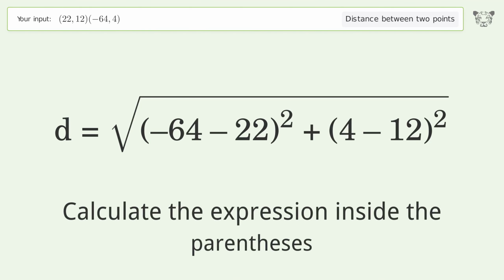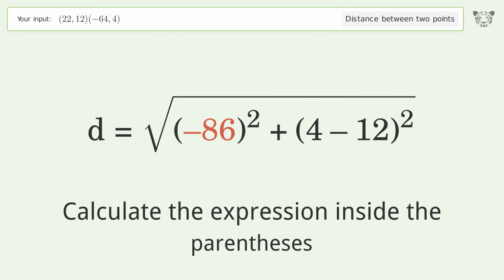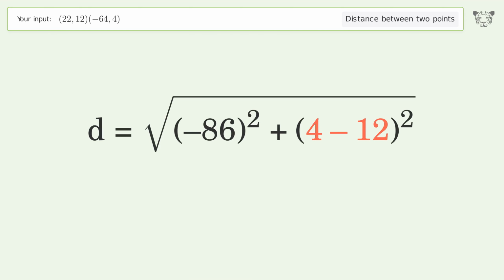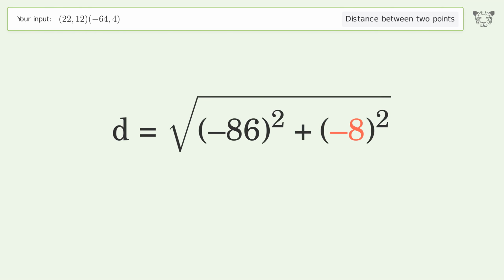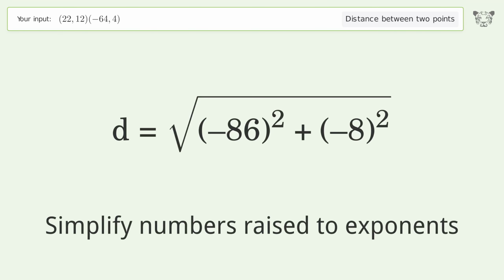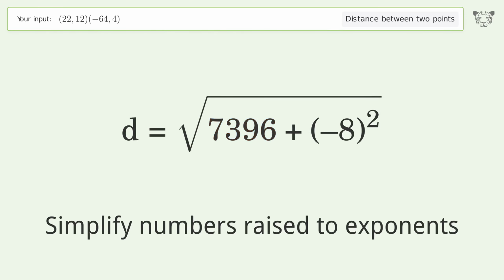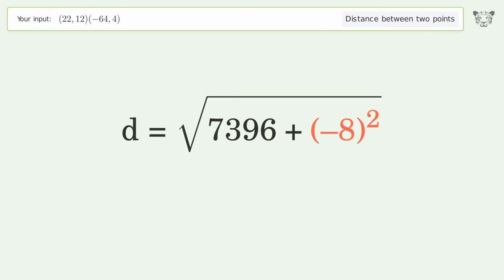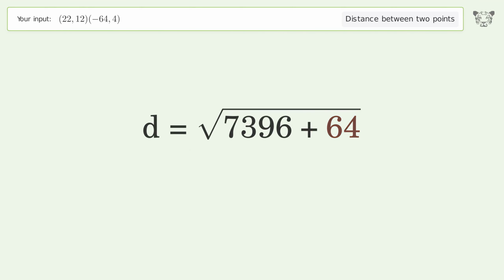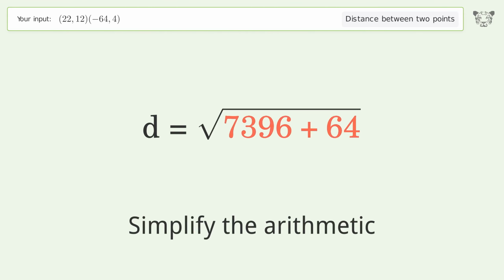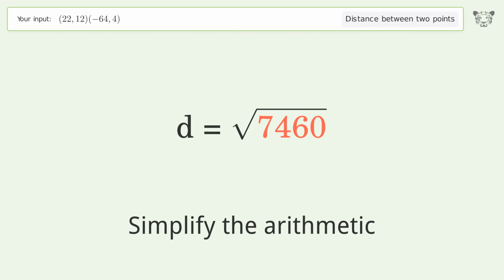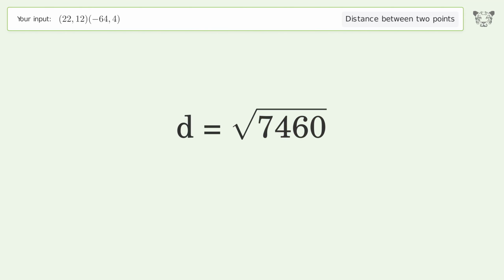Calculate the expression inside the parentheses. Simplify numbers raised to exponents. Simplify the arithmetic. And so the distance between the 2 points is the square root of 7,460, or 86.371.